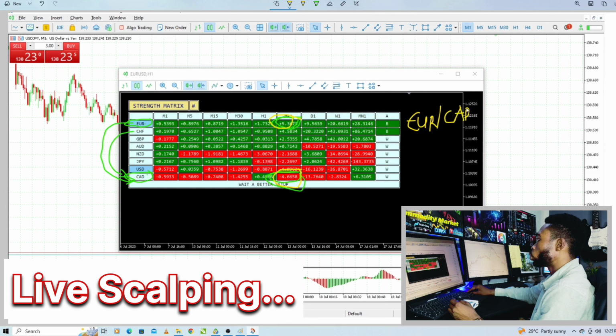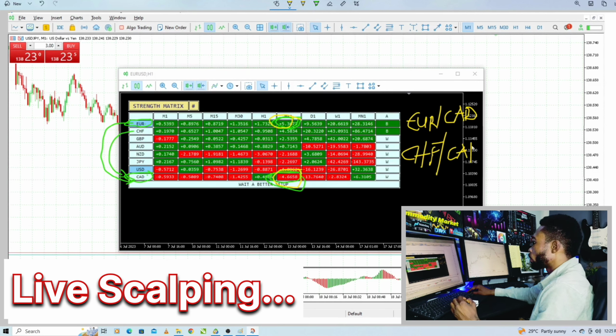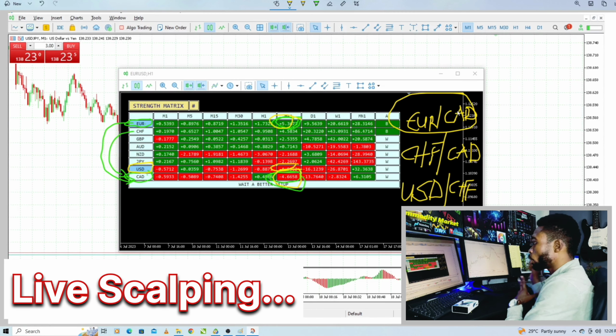Somebody may also decide to combine maybe Swiss and the CAD. So you have to decide. You can combine the Swiss and the CAD because the Swiss is strong and the CAD is weak. Somebody may also decide to combine the Swiss and the USD because USD is also weak. Can you see? The USD is also weak. So we can say USD Swiss or Swiss USD. However your broker names it, it doesn't matter. So any of these combinations. But right now I'm choosing the euro with the CAD. So let's go to the chart and let's search for euro and the CAD on that chart.